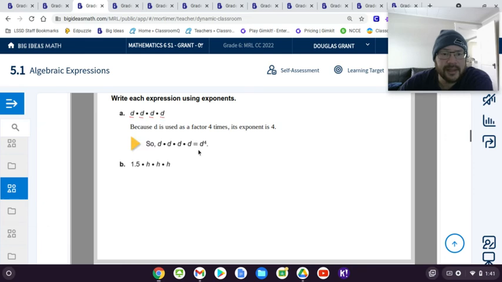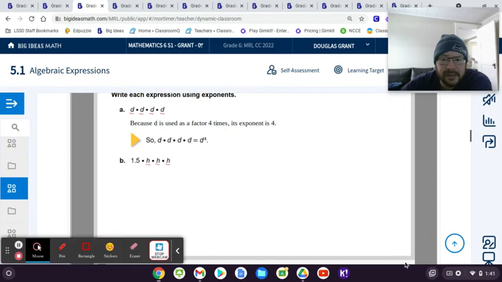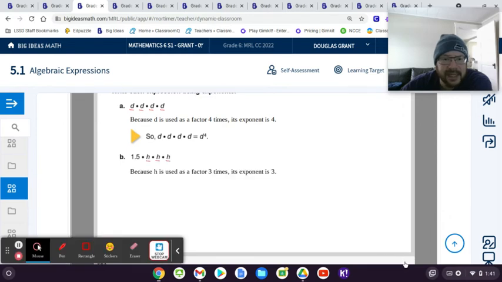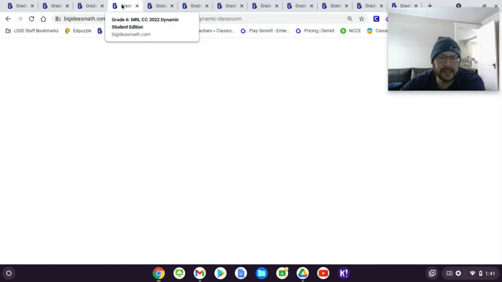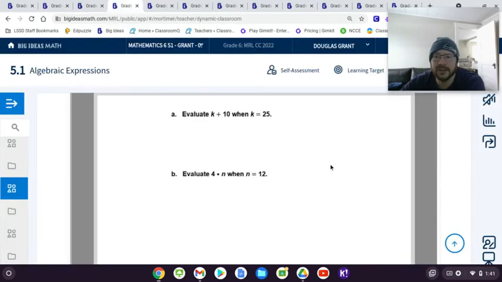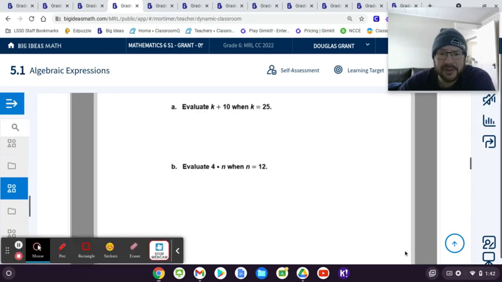So that is d to the 4th power. So how would you rewrite 1.5 times h times h times h? Okay, the 1.5 is the coefficient, so it just goes out front. But then the h times h times h, you can rewrite as h cubed, h to the 3rd power. Okay, next example, we'll be substituting numbers in for these variables. So evaluate k plus 10 when k equals 25. What would that be? Okay, so you're going to replace k with 25, and you do 25 plus 10, which is 35.